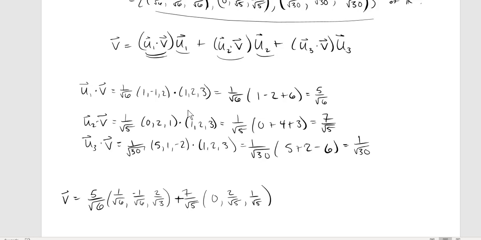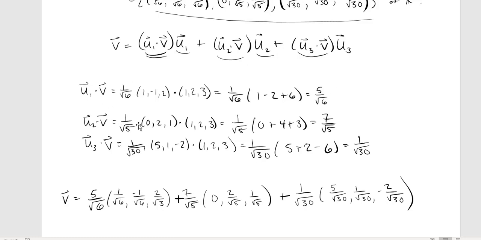Oops, this should be a plus. We're adding these up. Plus, finally, u3 dot v, 1 over root 30, times the u3 vector, which is 1 over root 30, 5 over root 30, 1 over root 30, negative 2 over root 30. That is a linear combination of u1, u2, and u3 that produces this vector v.